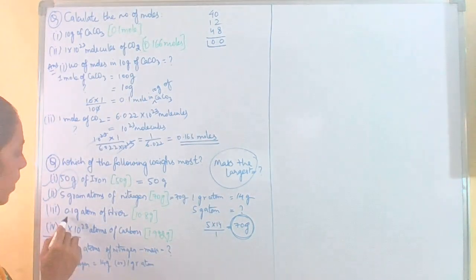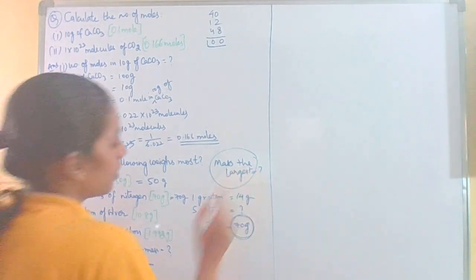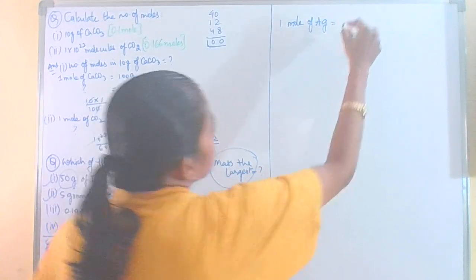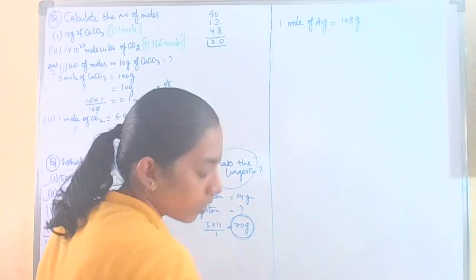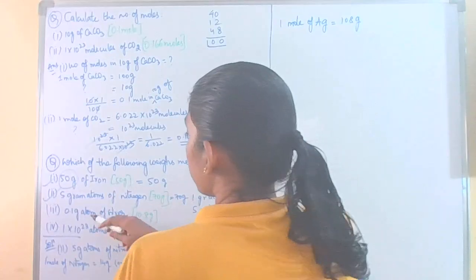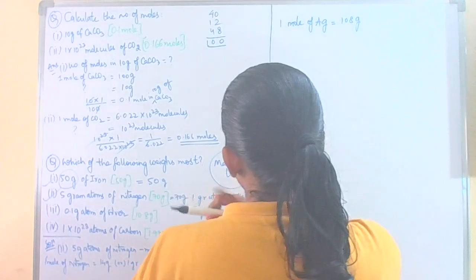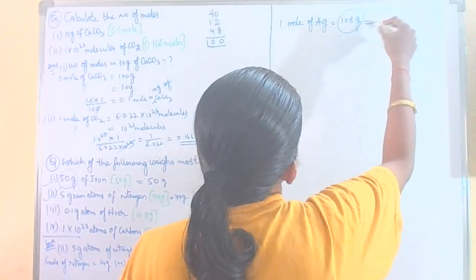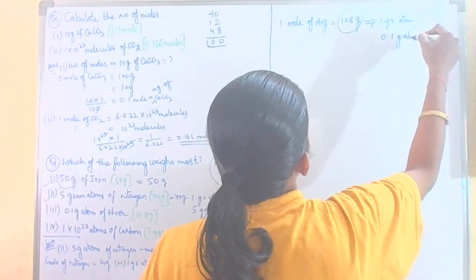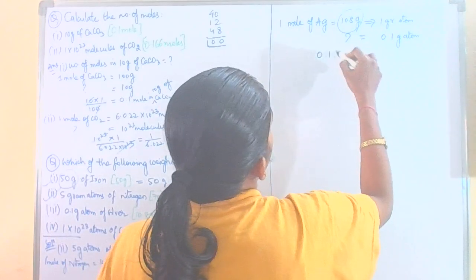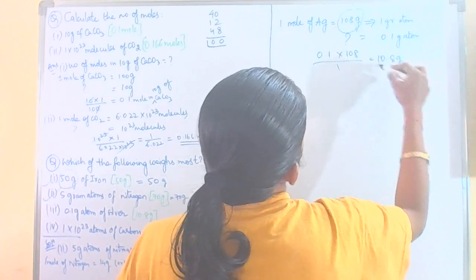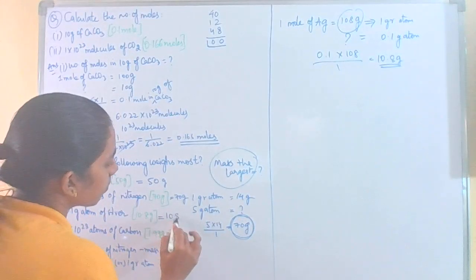Now the third one, we have to find the mass of 0.1 gram atom of silver. 1 mole of silver is equal to 108 grams. This is the gram atomic mass of silver atom. Now they have asked us to find the mass of 0.1 gram atom of silver. This 108 grams is of 1 gram atom. Then for 0.1 gram atom of silver is equal to how much? 0.1 into 108 by 1, which is equal to 10.8 grams. So the third one is equal to 10.8 grams.